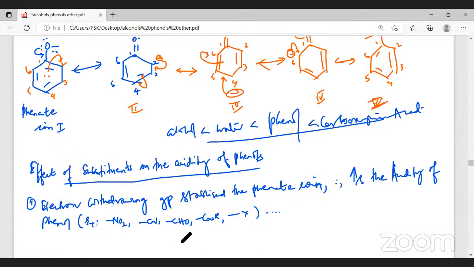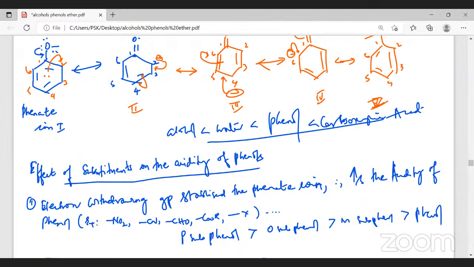So firstly, you should remember, para-substituted phenols are more acidic than ortho-substituted phenols, because the electron withdrawing group effect is more pronounced at ortho and para positions. Next is meta-substituted phenol, and then it will be phenol.